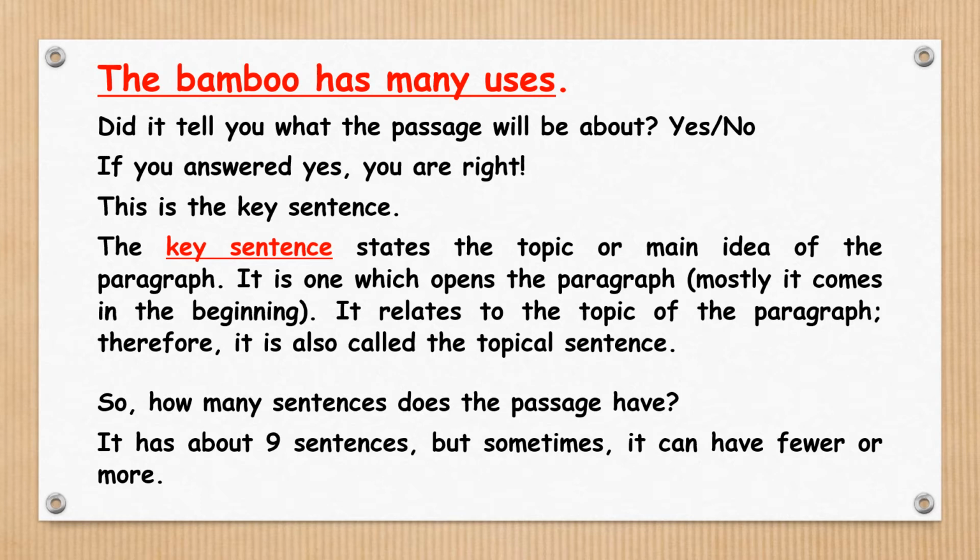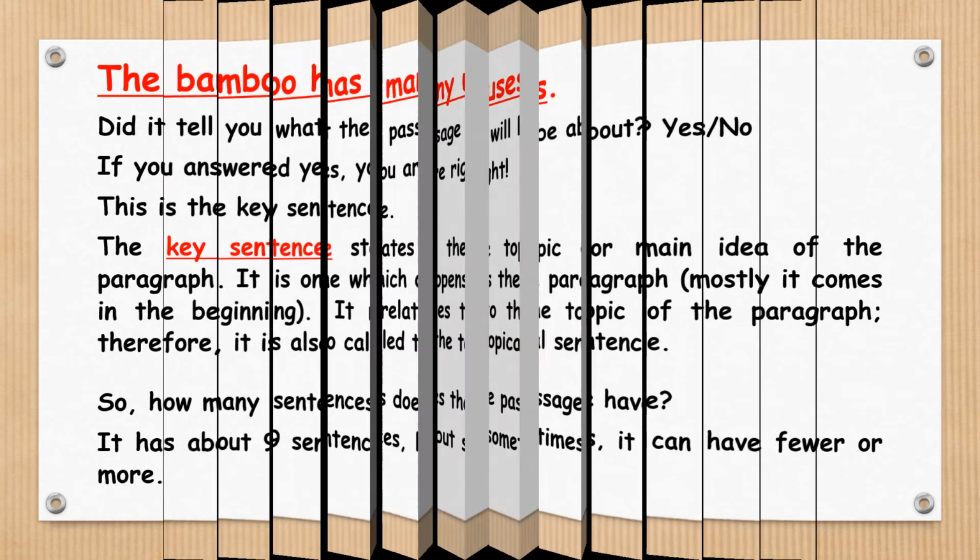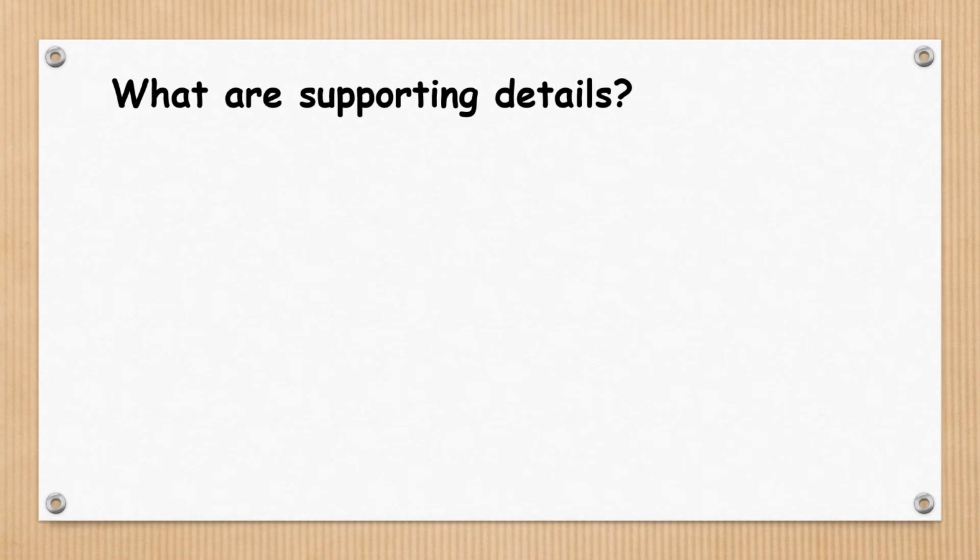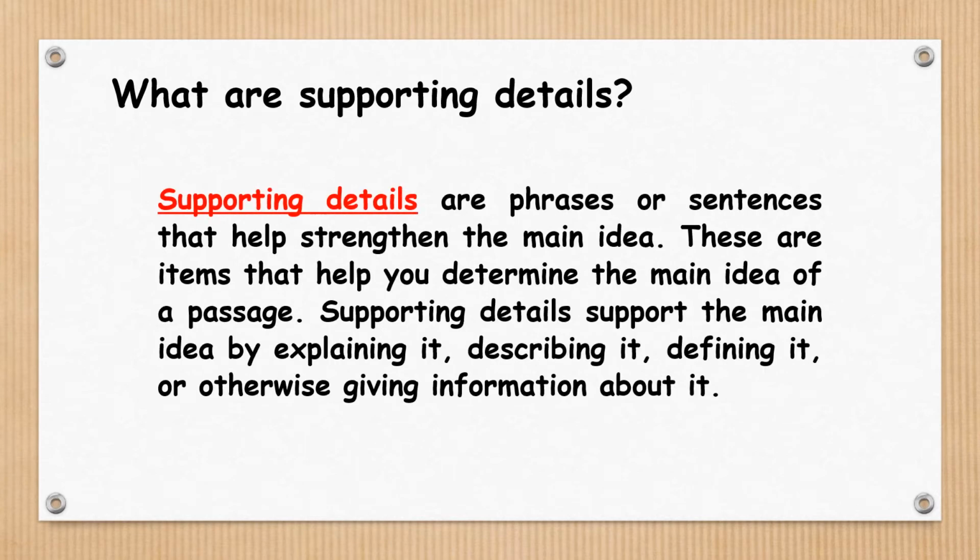So how many sentences does the passage have? According to the passage, it has about nine sentences, but sometimes it can have fewer or more. From the paragraph, most of the sentences are considered as the supporting details. Now let's answer the question, what are supporting details? Supporting details are phrases or sentences that help strengthen the main idea. These are items that help you determine the main idea of a passage. Supporting details support the main idea by explaining it, describing it, defining it, or otherwise giving information about it.